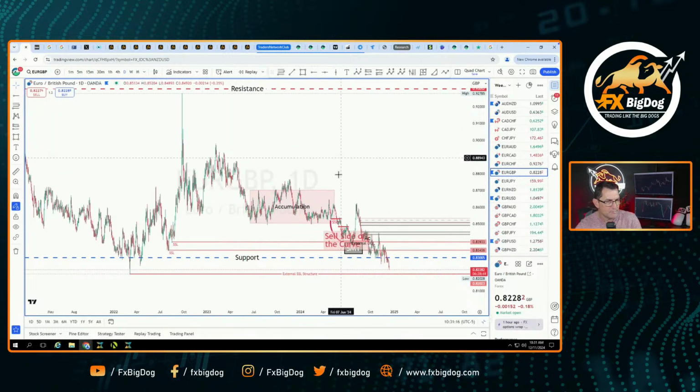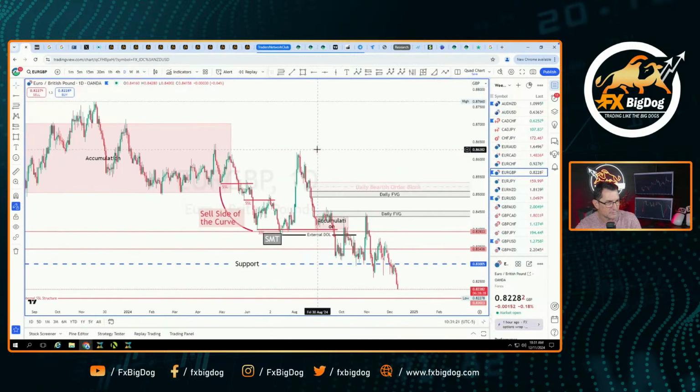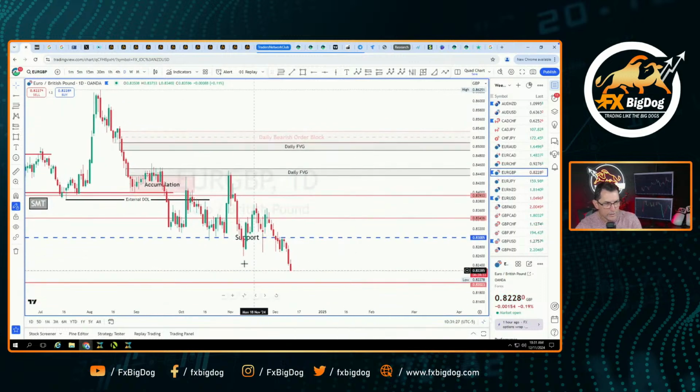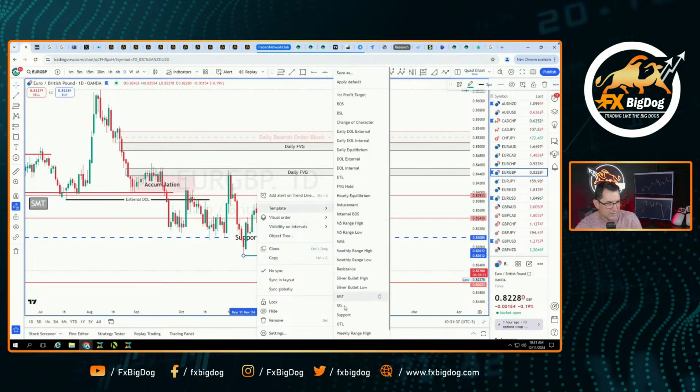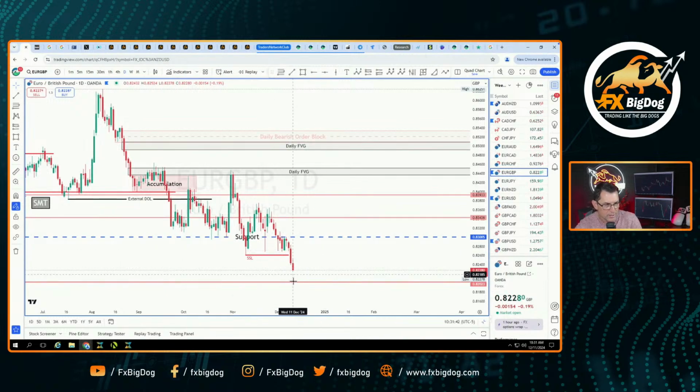Now if I go deeper into this and expand a little bit, I'm not oblivious to the fact that we've taken out some sell side right here. Sell side has been taken out, which is fine, but we've got to sweep this liquidity low right here first. Traders, we've got about another 25 pips to go.